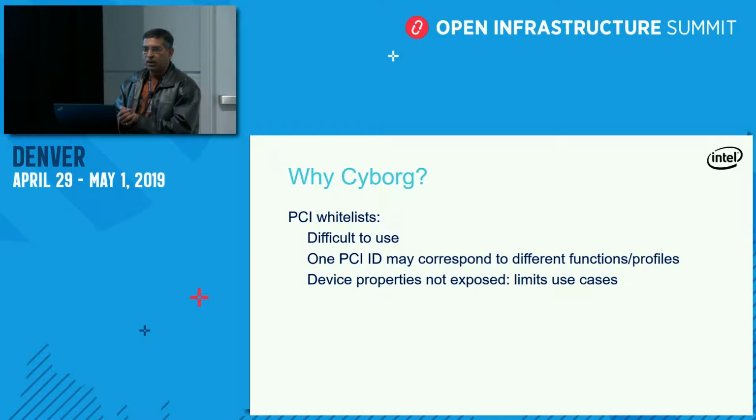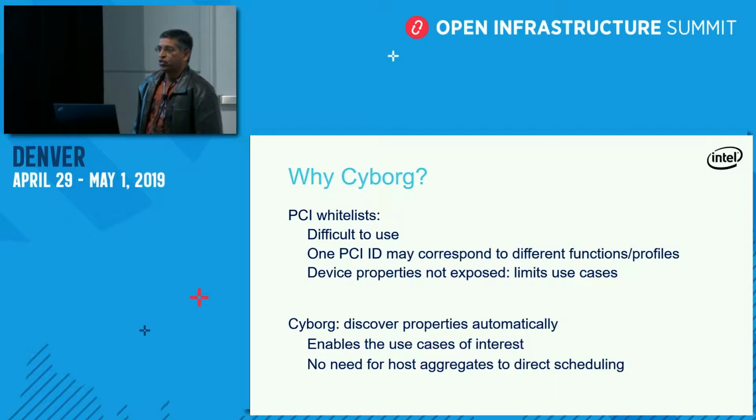Let's say you take one programmable device and put a gzip compression function inside it, and it's got a certain PCI ID. Another card with the same PCI ID could be programmed with a different function, let's say IPsec. So you cannot use the PCI ID to identify what's inside the device anymore. If you want a gzip, you can't locate it by using the PCI ID of the device. Since the device properties are not exposed using PCI IDs, it limits what use cases you can do, such as asking for a device by its function.